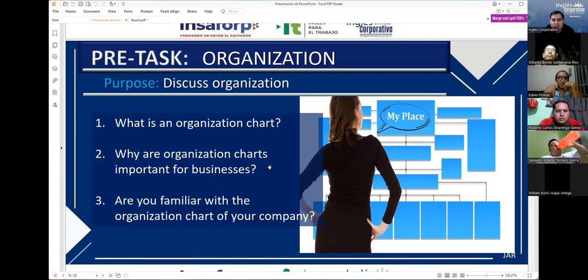Why are organization charts important for businesses? Ideas? Why are organization charts important for businesses? It's important because all people can have an idea of the company for the work. Exactly. They understand the hierarchy of the company better. Yes, la jerarquía, the hierarchy of the company.